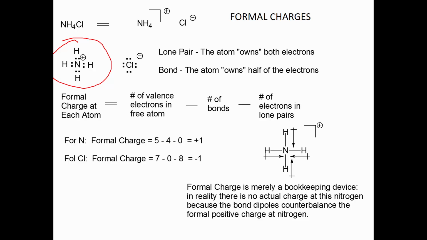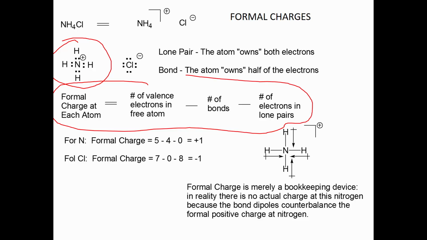So you can use this formula right here to calculate the formal charge at any atom. We're going to take the number of valence electrons in the free atom, subtract from that the number of bonds, which, because we're only counting half of them, works out perfectly, and subtract from that the number of electrons that are in lone pairs.